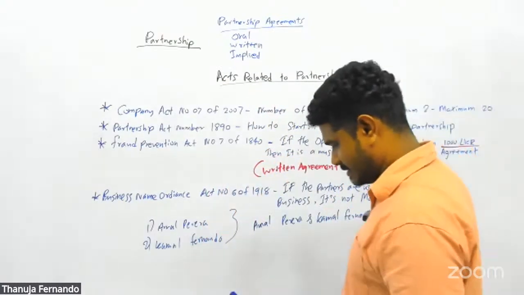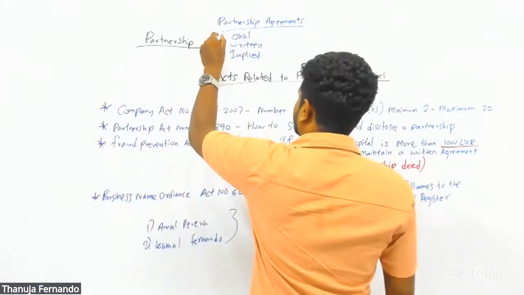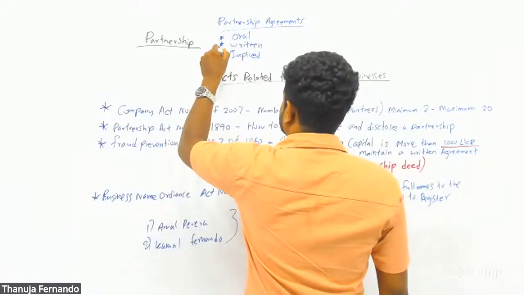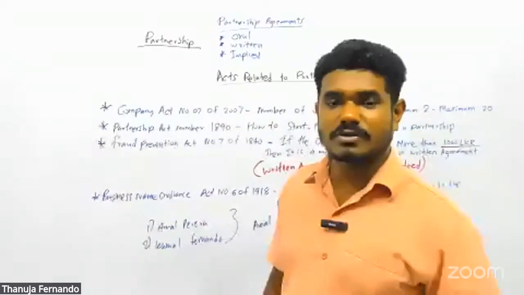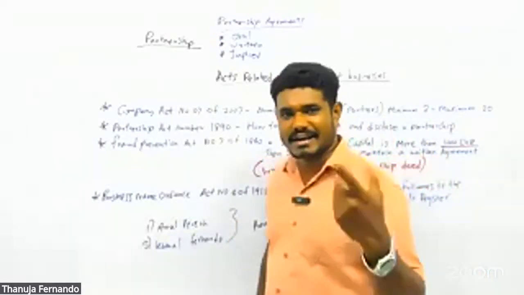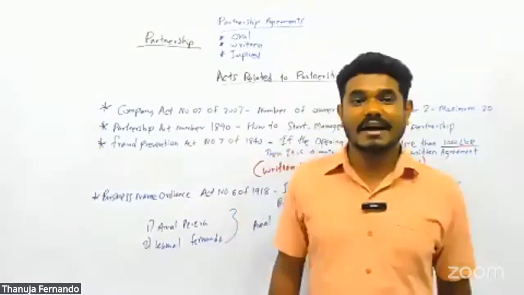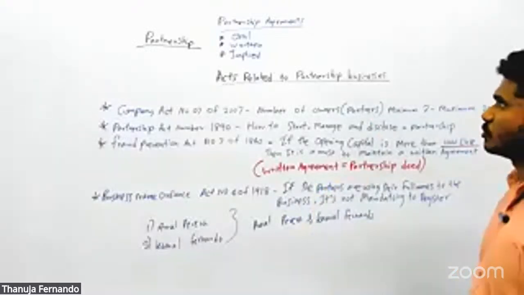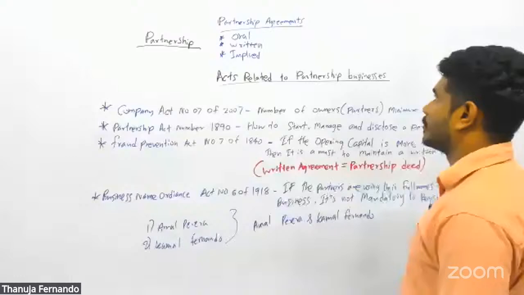And implied means by suggestion, by hinting. We say, this business is a wonderful one. You also can join with us, then you also have an advantage. A small hint like, come, let's set up and do this work. That hinting is what we call implied. So there are 3 types of partnership agreements.